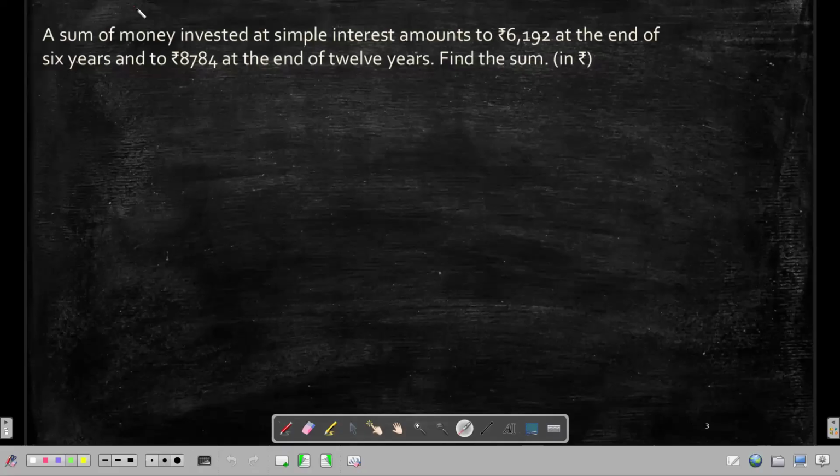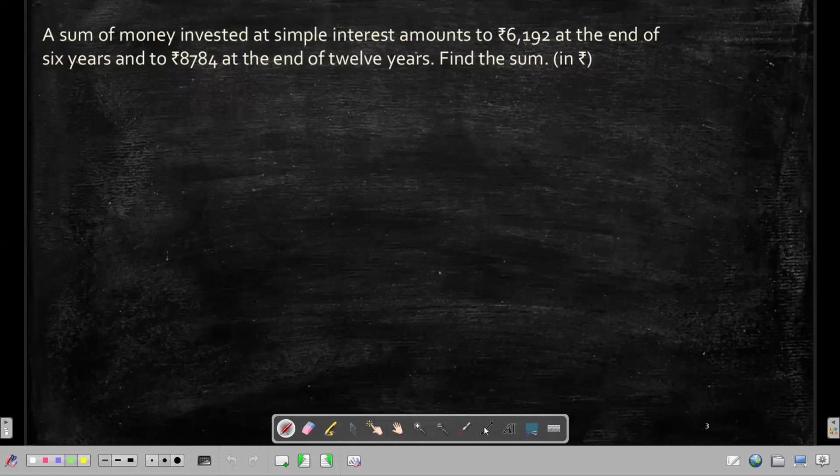Take a look at the question here. A sum of money invested at simple interest amounts to rupees 6,192 at the end of 6 years and to rupees 8,784 at the end of 12 years. You are asked to find the sum. Find the sum means you are asked to find what is the principal amount.